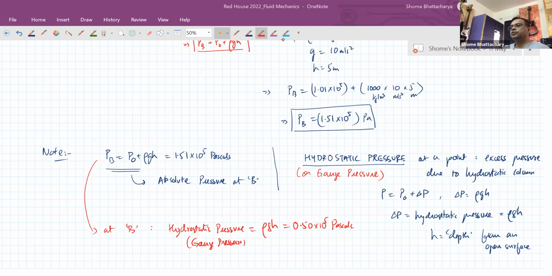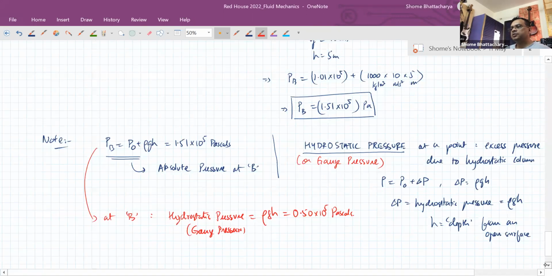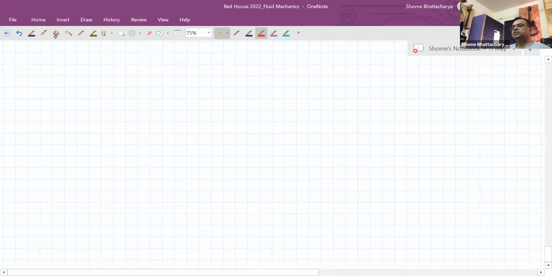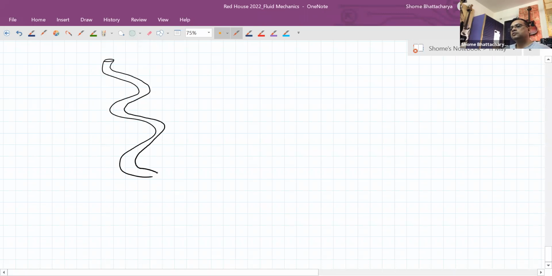Okay, so hope this point was clear, the difference between gauge pressure or hydrostatic pressure and absolute pressure. Now, the other thing that is important here is that if we have, for example, a situation where we have a pipe which we have twisted like this, or even something like this.